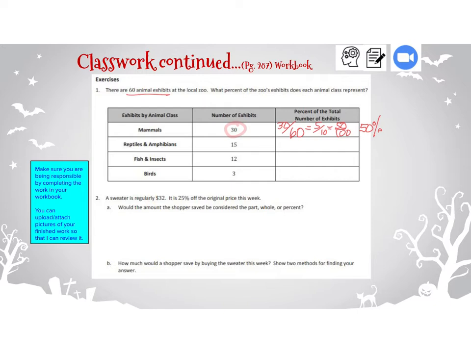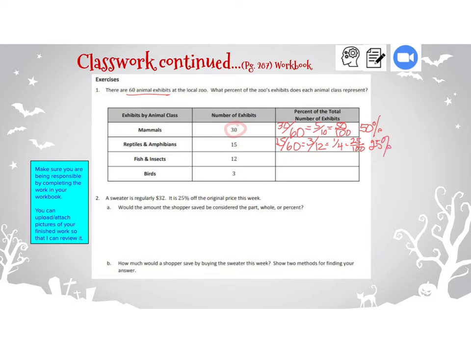How about 15 out of 60? If I have 15 out of 60, and I reduce top and bottom by, let's say, 5. So 15 divided by 5 is 3. 60 divided by 5, I want to say, is 12. And then can I reduce that? Yep, I can reduce that to 1/4. Well, 1/4 is similar to 25 out of 100, like a quarter of a dollar. So that's 25%.